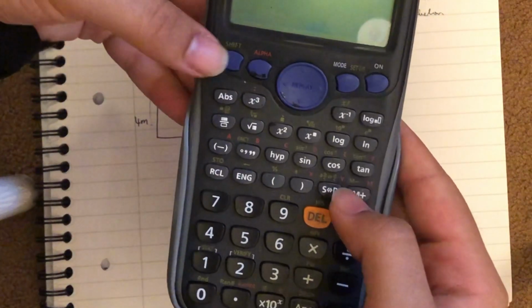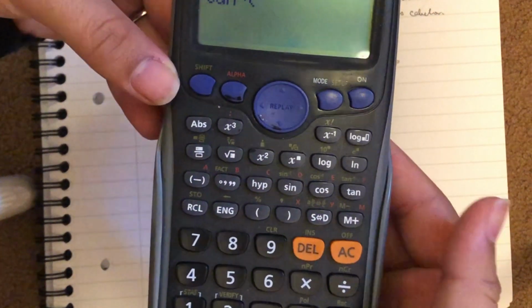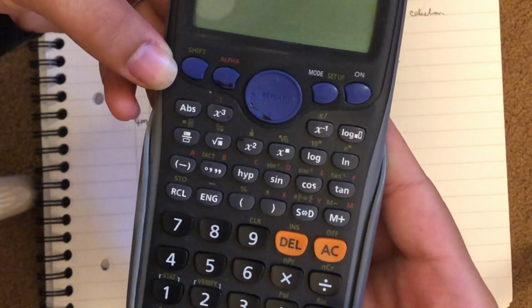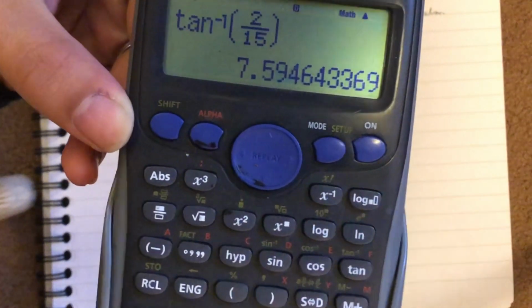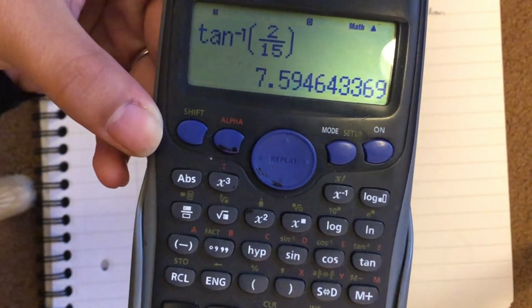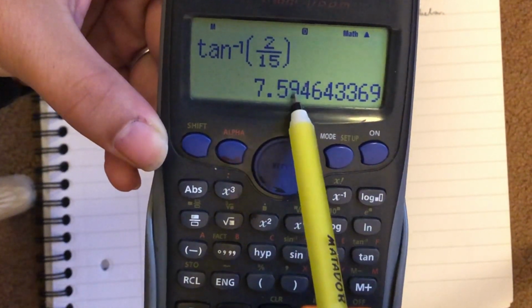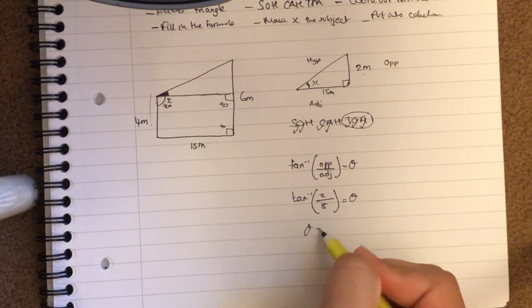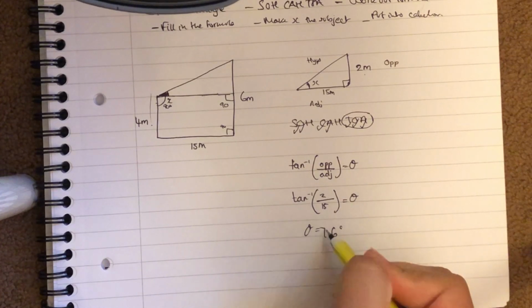We've got shift tan will give us tan minus 1. 2 over 15 bracket will be equal to 7.59, but I want it to 1 decimal place. So the number after my first decimal place is bigger than 5, so it's going to round to 7.6. So my angle is going to be 7.6 degrees.